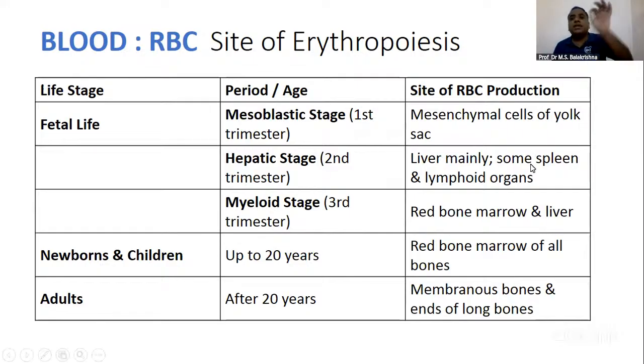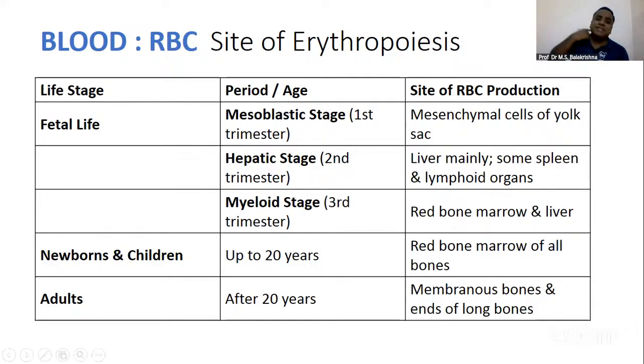Then the second trimester is called the hepatic stage, so mainly the liver is manufacturing RBC. The third stage is called the myeloid stage. There your red bone marrow is making the RBC, so that is why it is called the myeloid stage. So yolk sac stage, liver, and red bone marrow: three different stages in fetal life.